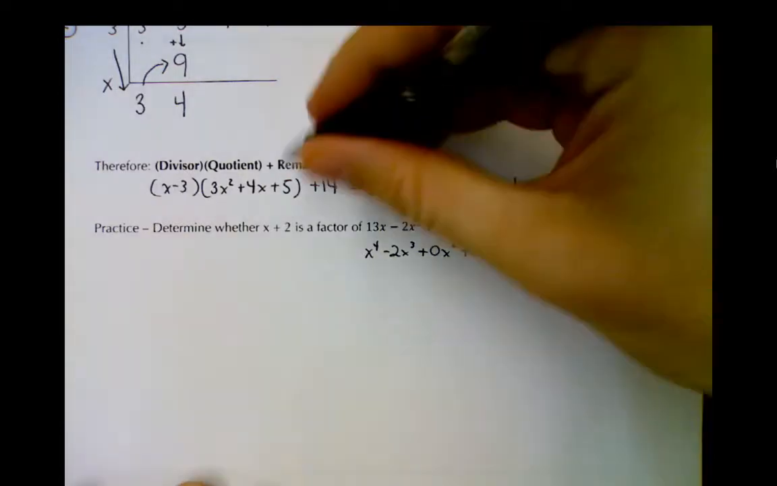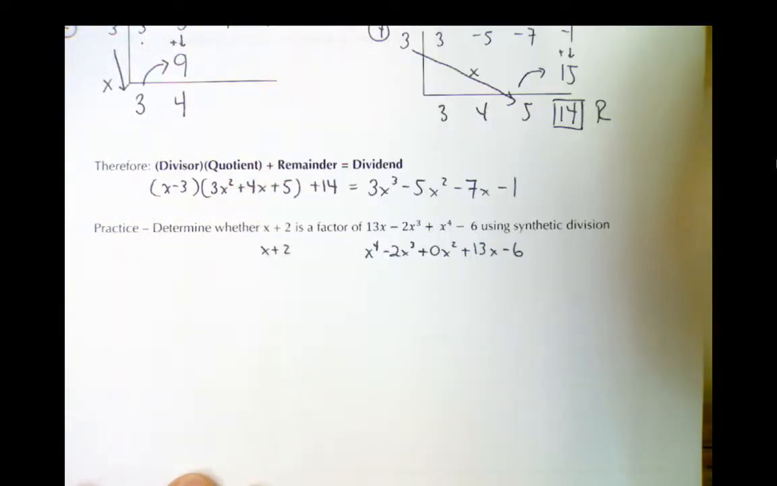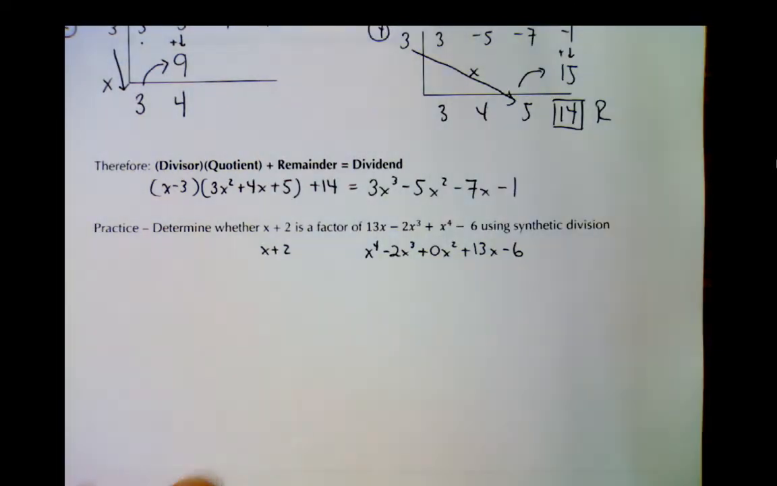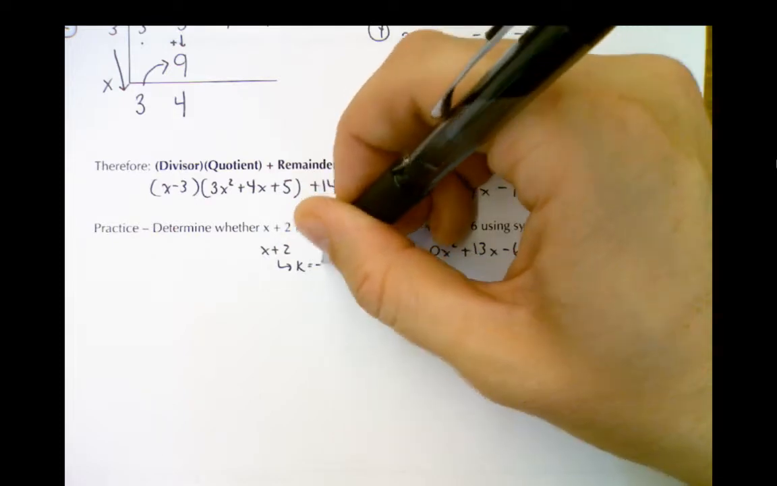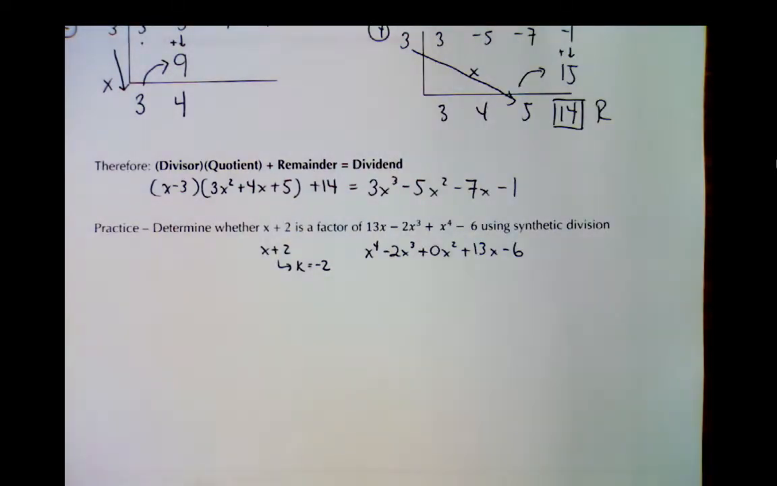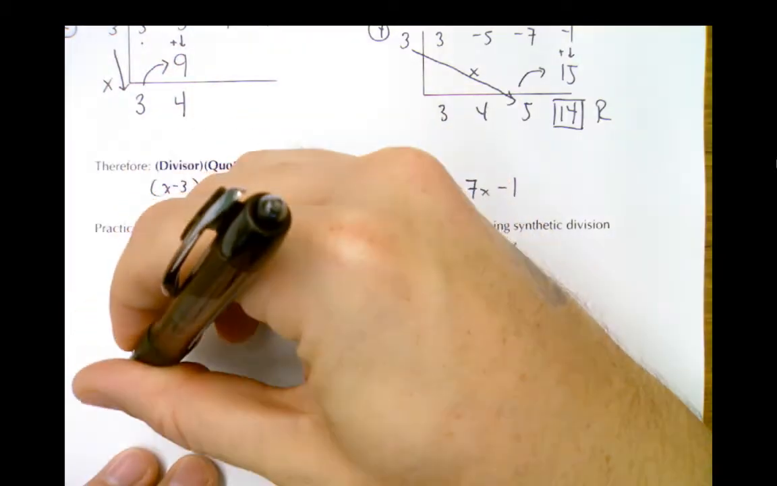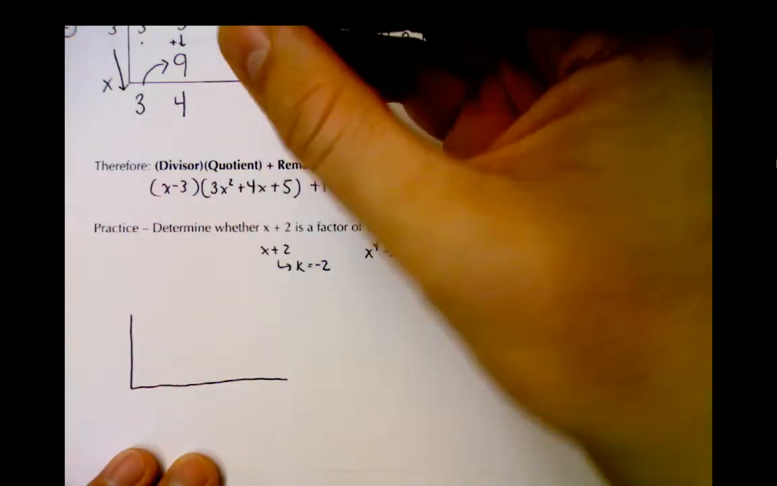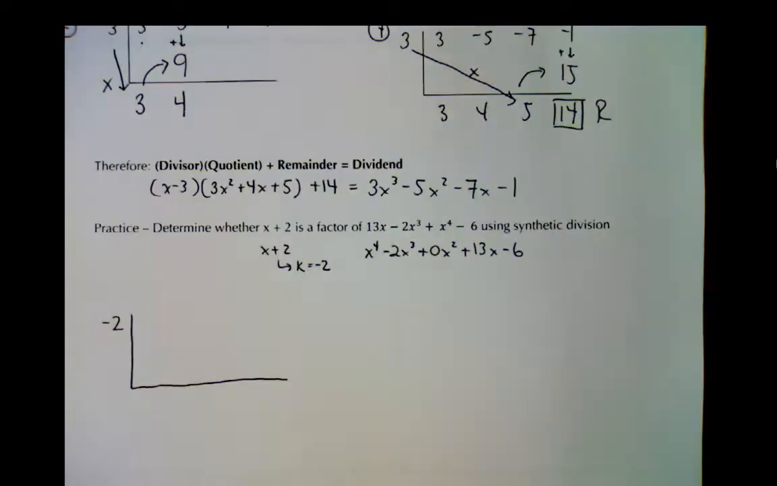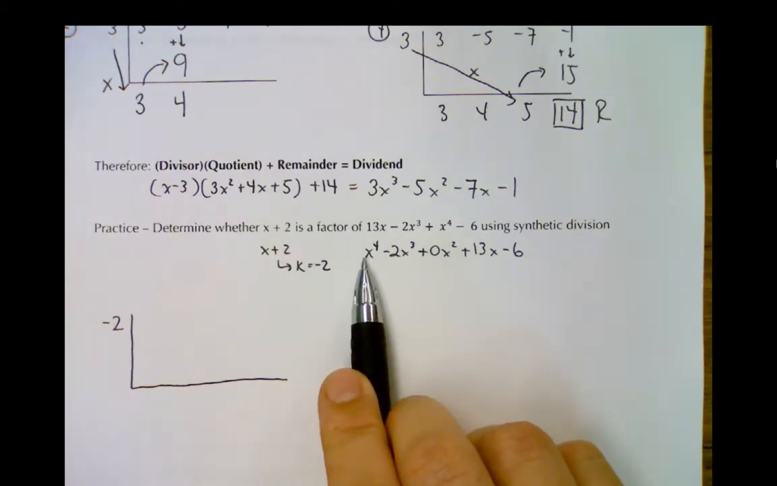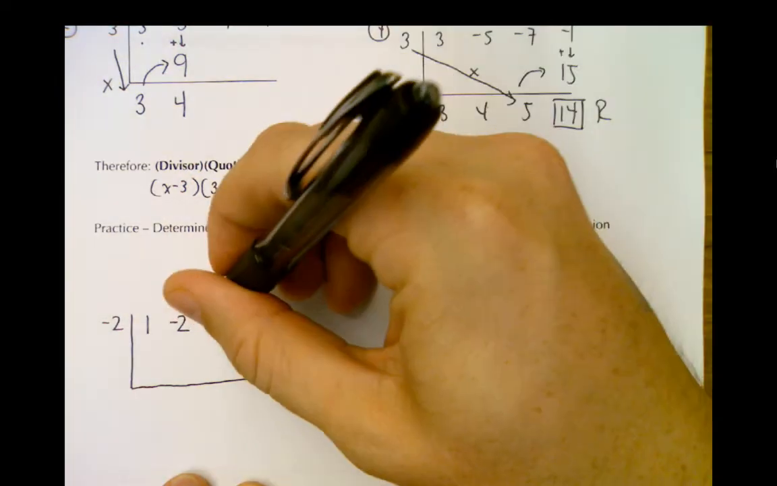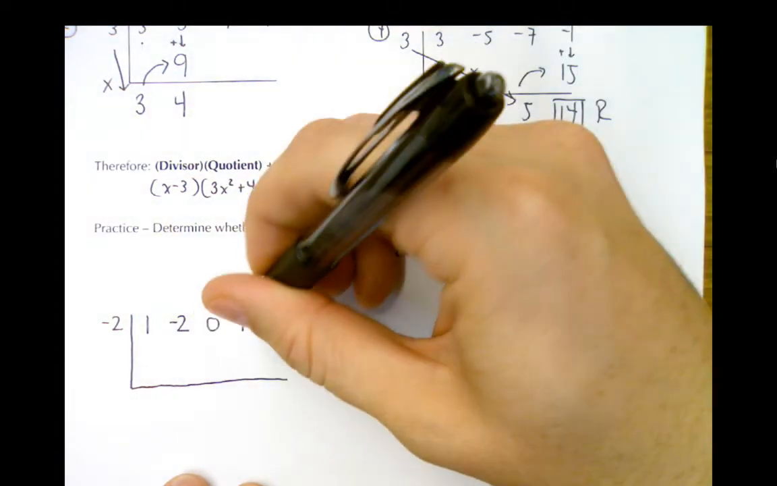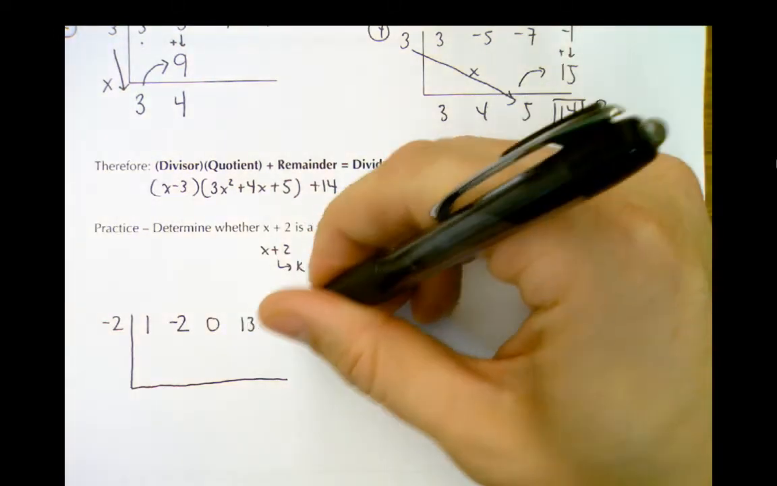And we want to determine if x plus 2 is a factor. So we're going to divide this polynomial by x plus 2. If we have x plus 2, that means that the k, or our root, is negative 2. So when we write our synthetic division, big L, the number that goes to the left here is negative 2. The numbers that go along the top are the coefficients on our terms. 1 is in front of x to the exponent 4, negative 2 is in front of the cubed, 0 is in front of the squared, 13 is in front of the x, and negative 6 is our constant term.